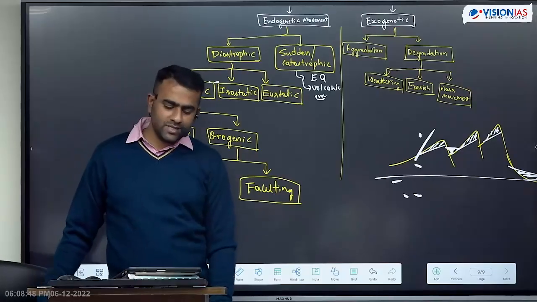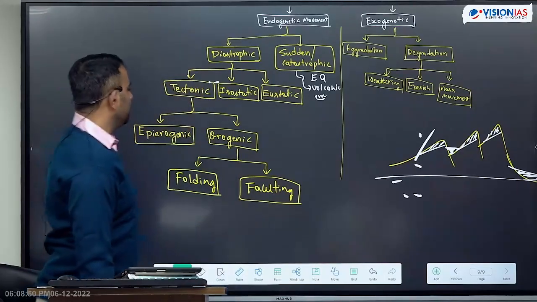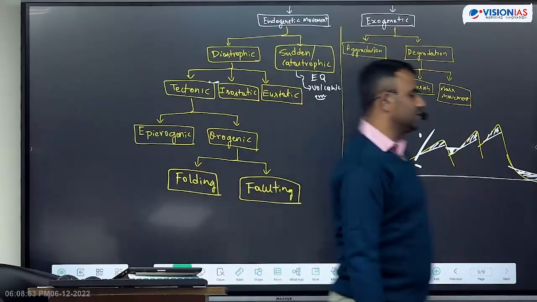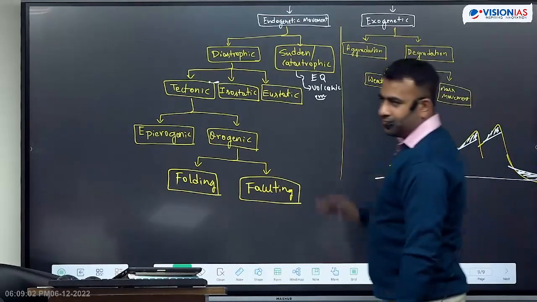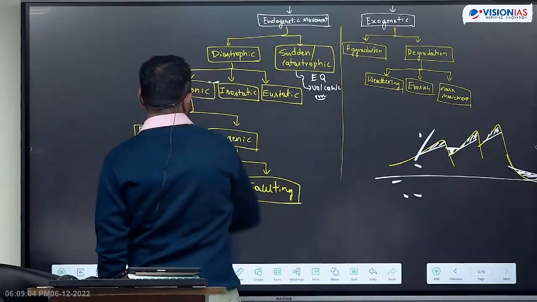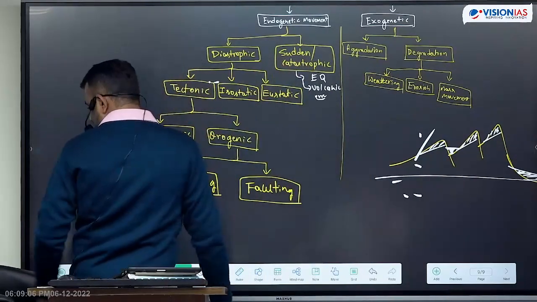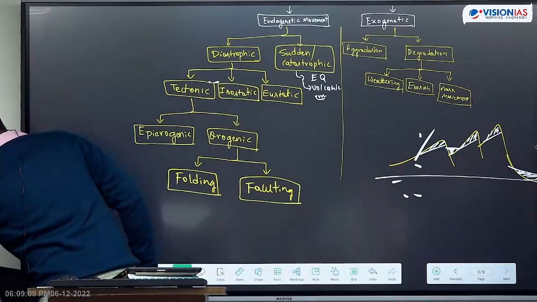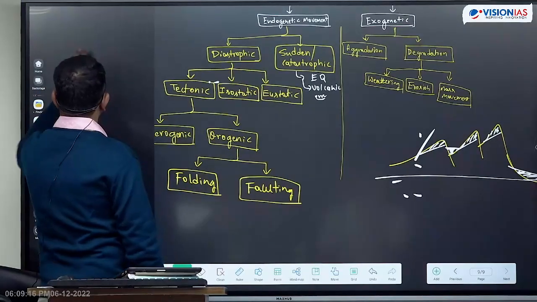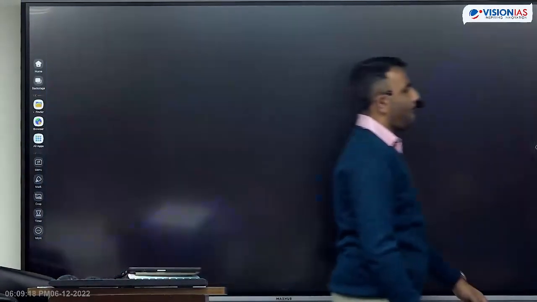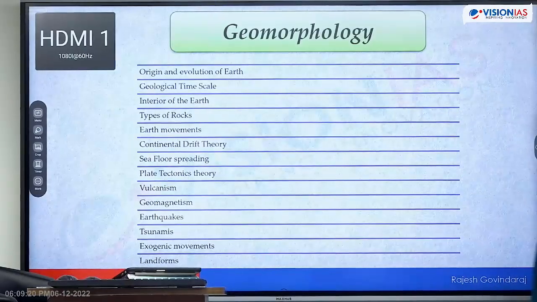So diastrophic movements are classified further into tectonic movements, isostatic movements and eustatic movements. ठीक है. So यहां से जो आगे जाएगा ये सारा अर्थ का इंटीरियर का ही बात होगा. Okay, whatever we are going to talk and discuss about this is all about the earth's interior. So if you remember our overall geomorphology का जो कंटेंट लिस्ट था, इंडेक्स, it is based on this only.